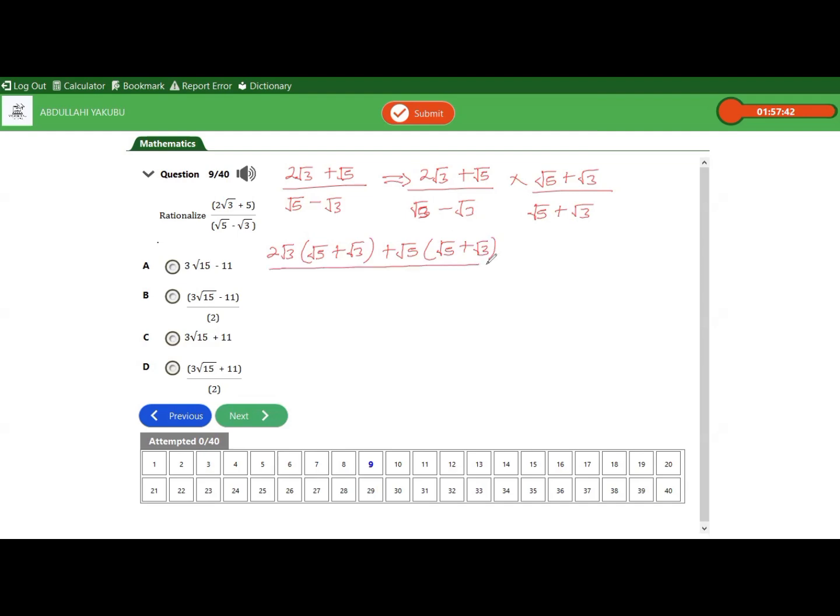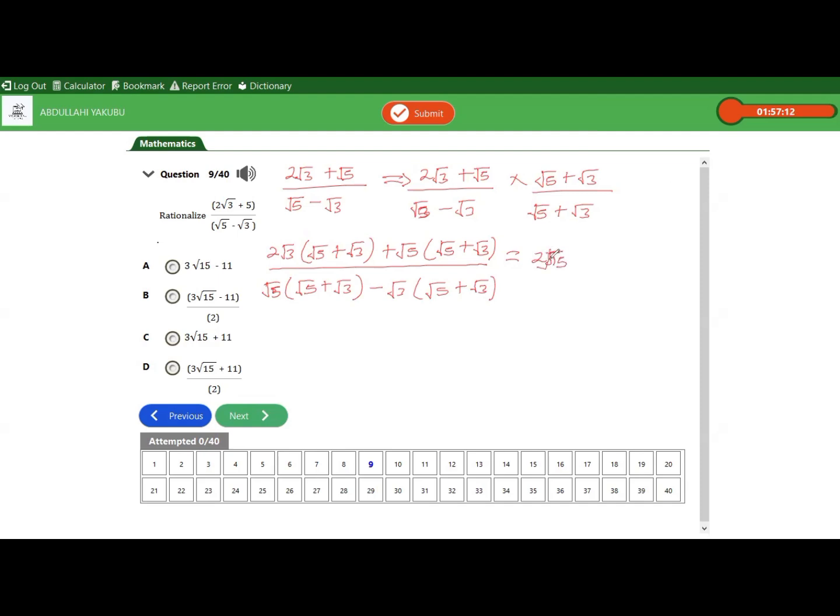Then divide by, you do the same thing, root 5 into root 5 plus root 3, right? Minus root 3 into root 5 plus root 3. So that is all. When you are done with this, you simplify the numerator. This is 2 root 3 times root 5. That will give us 2 root 15. How did I get 2 root 15?